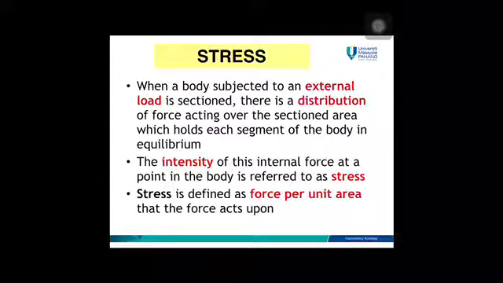Stress. When a body is subjected to an external load in section, there is a distribution of force acting over the section area which holds each segment of the body in equilibrium. The intensity of this internal force at a point in a body is referred to as a stress. Stress is defined as force per unit area that the force acts upon.